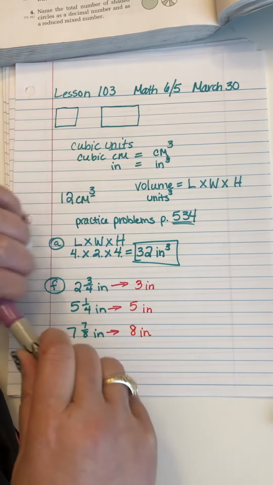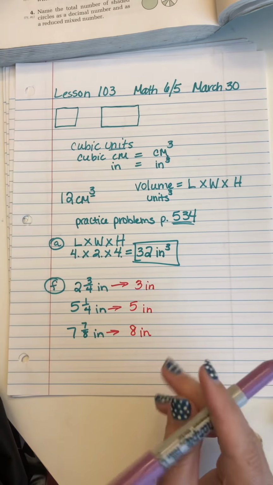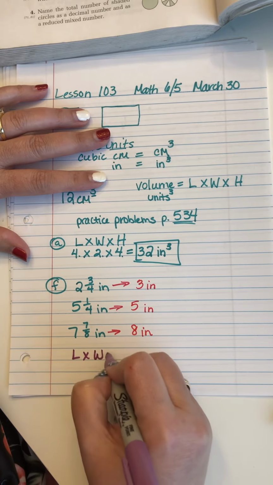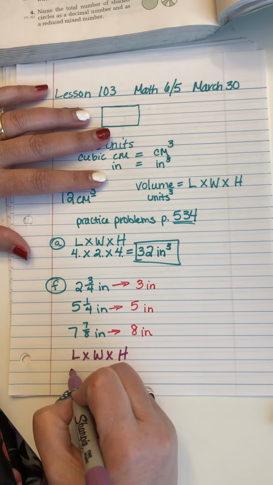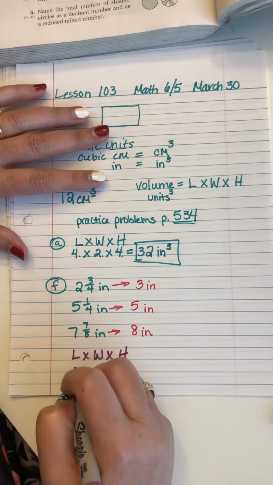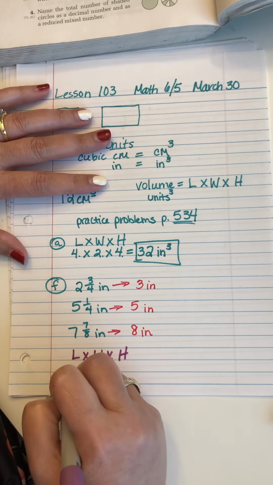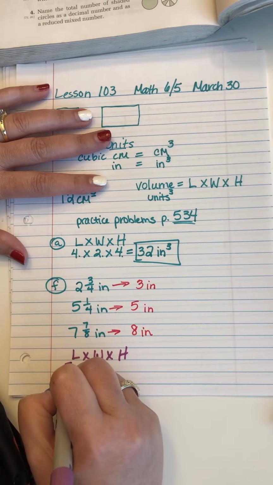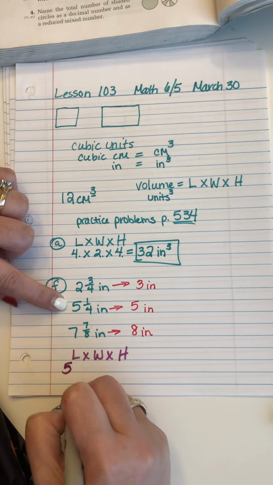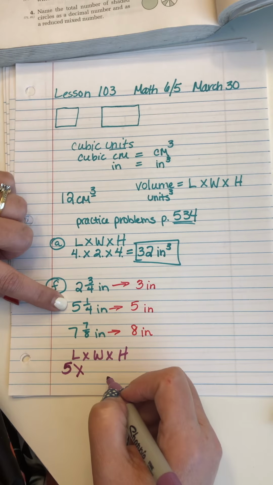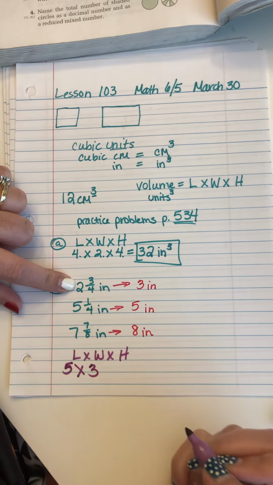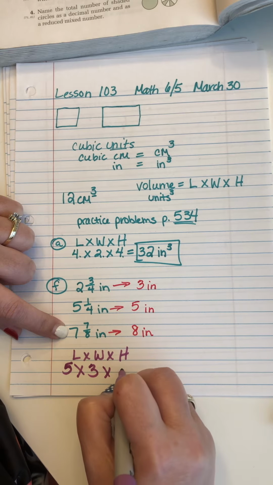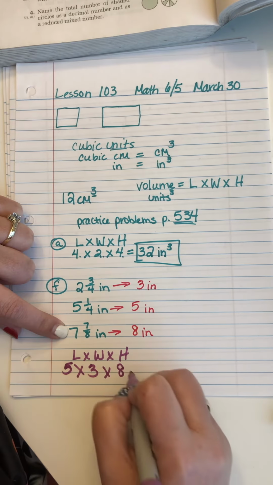Then I'm just going to go back to what I know and have been doing the prior 5 problems, which is length times width times height. And I'm going to plug these in. So I have 5 1/4, which went to 5, times my width of 2 3/4, which went to 3, times my height of my box, 7 7/8, which rounded to 8, and all of these are inches.